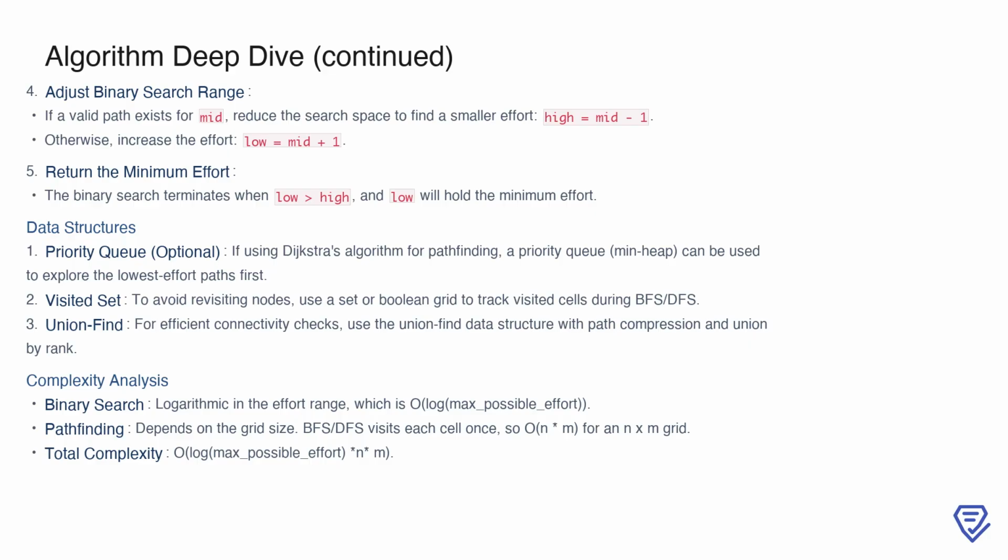In terms of complexity, the binary search operates logarithmically over the effort range, while each pathfinding operation is proportional to the grid size. This results in an overall time complexity of O(log(max_possible_effort) * n * m), where n and m are the grid dimensions.